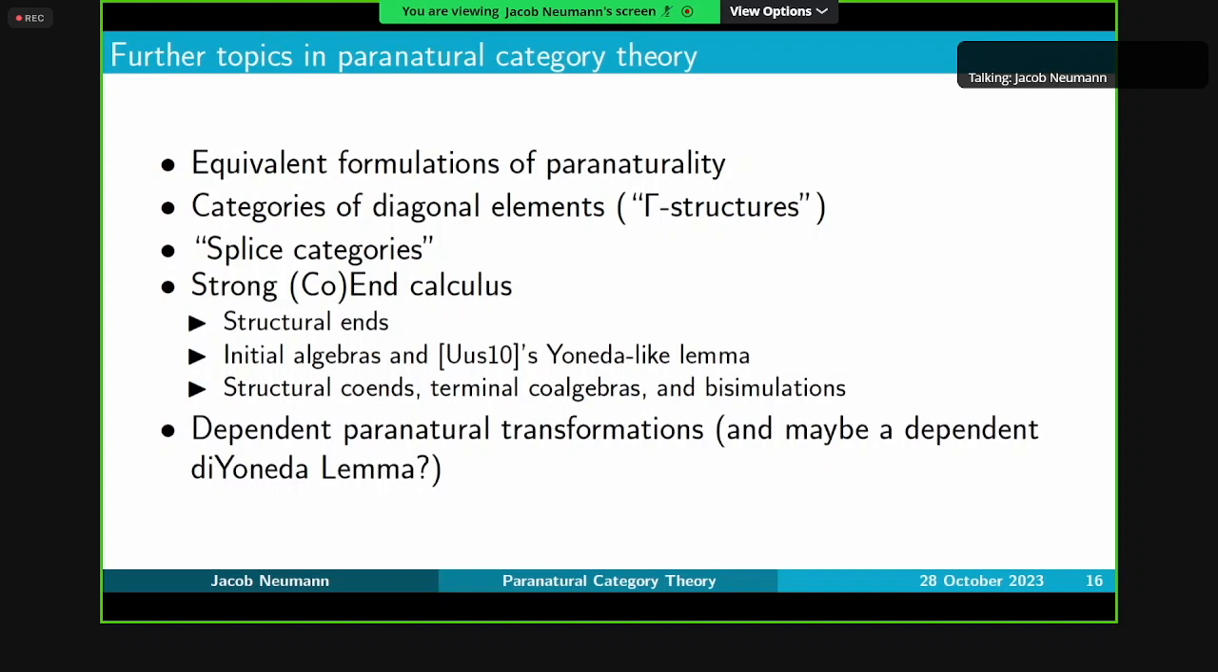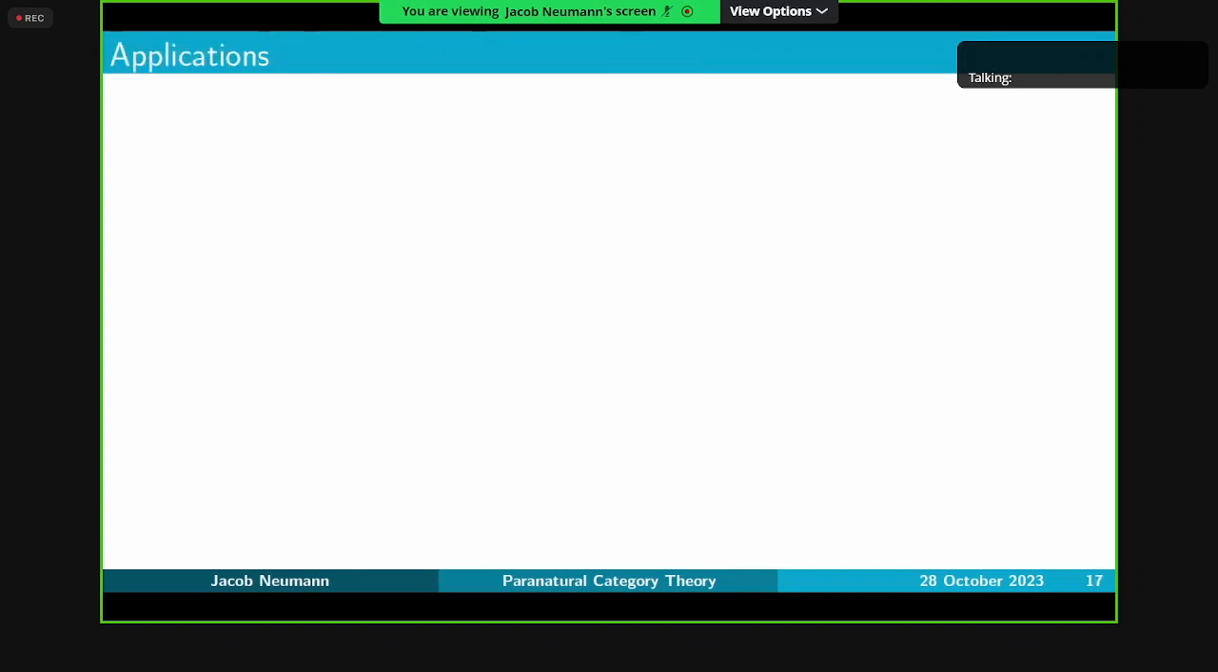And then I'm also starting to work on a theory of dependent paranatural transformations. In the same way we can define dependent natural transformations and presheaves over presheaves, we can start to do the same thing with paranatural transformations. And so I'm curious if there's a dependent diYoneda lemma. And so let me conclude by mentioning some of the applications of this theory.